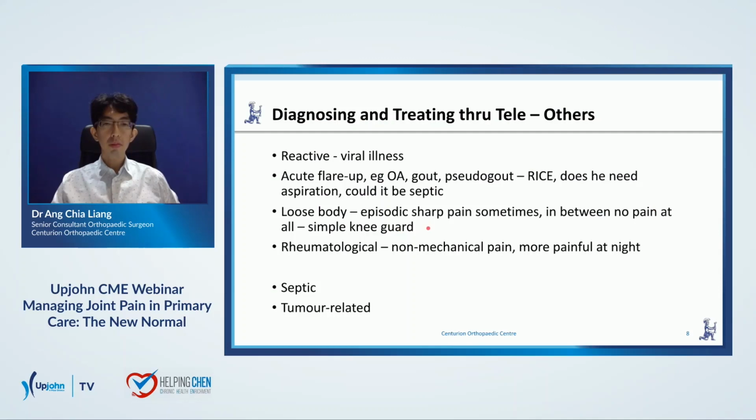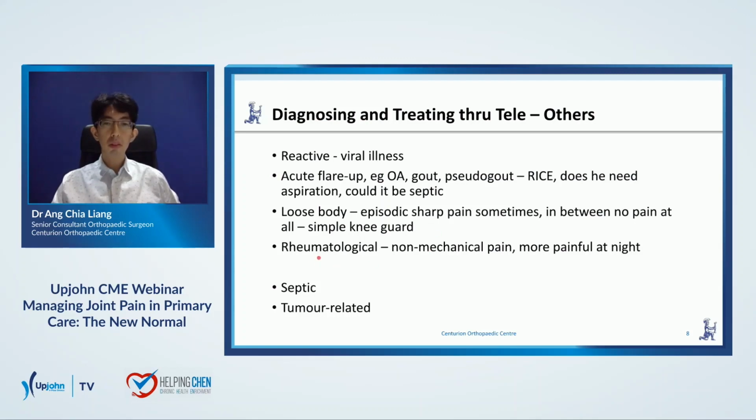Loose body. Patients with loose body may feel episodic sharp pain sometimes, and in between, there's completely no pain at all. So for these kind of cases, you may ask them to wear a simple knee guard and observe. Sometimes loose body symptoms do just disappear on their own. This is because the loose body lodges in some part of the knee and just stays there without causing problems. Certainly, if a patient is symptomatic for example, 3 or 4 weeks, then he should come down for a physical consult.